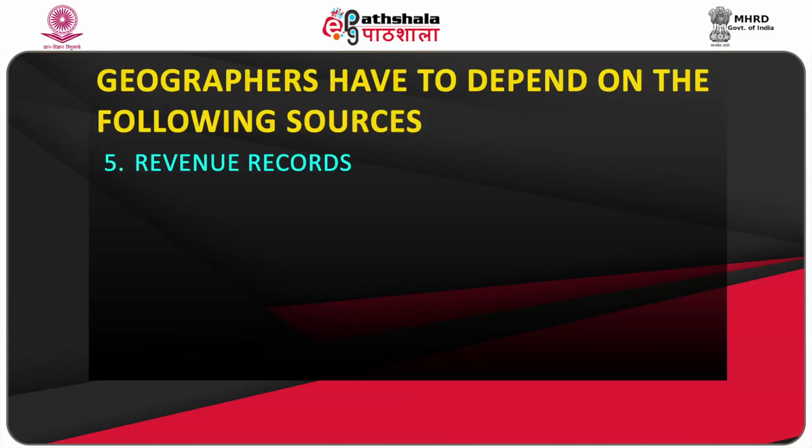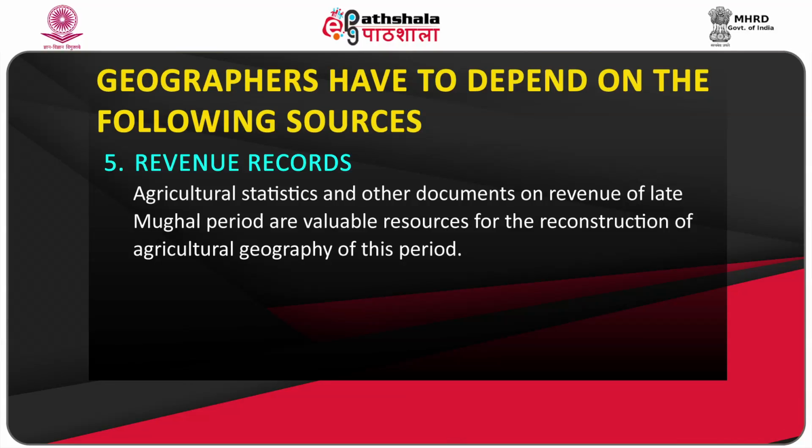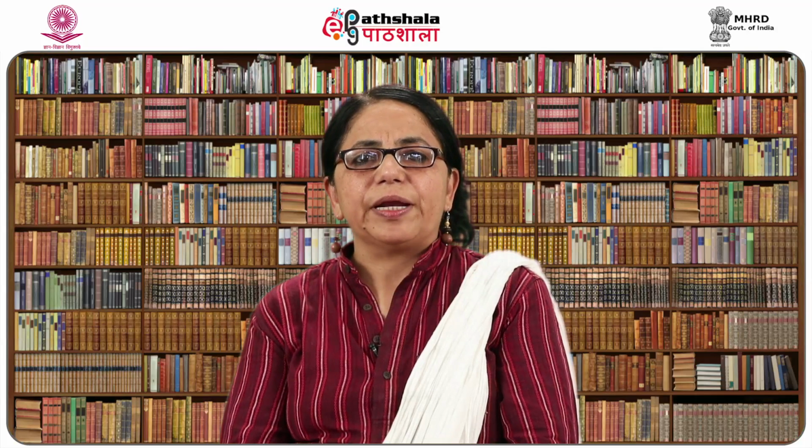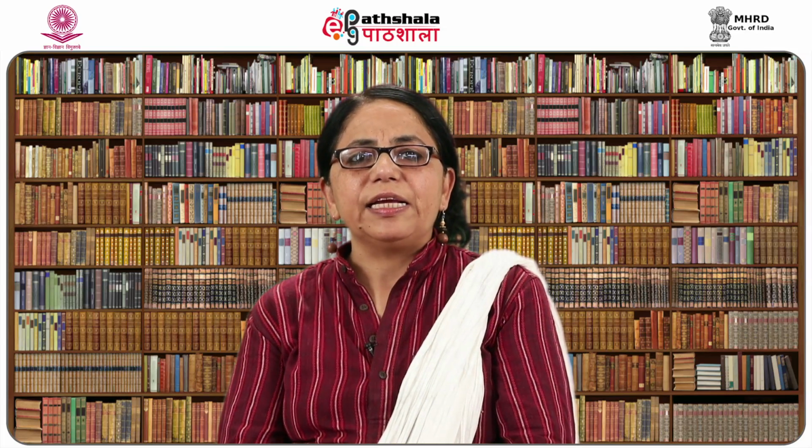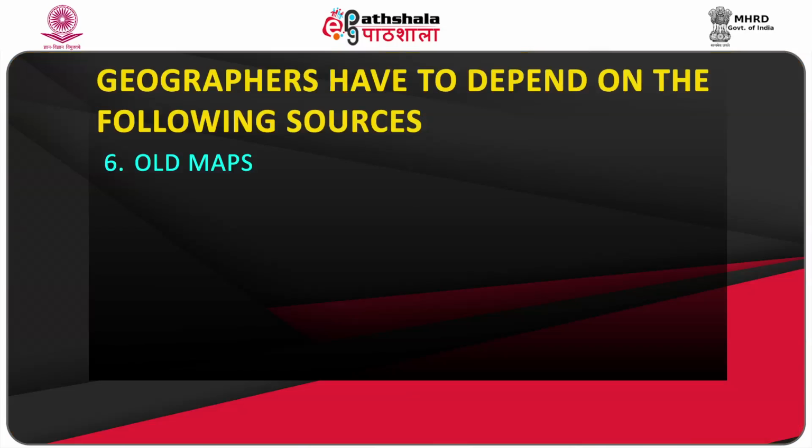literature. Next we go on to the revenue records, which are also the source. Agricultural statistics and other documents on revenue of late Mughal period are valuable resources for the reconstruction of agricultural geography of that period. Ain Akbari by Abul Fazl has been extensively used by many historians such as Moreland and Irfan Habib. Materials on Mughal administration and revenue divisions were analyzed by geographer Raza in his series of studies on historical geography. Old maps are also a source.